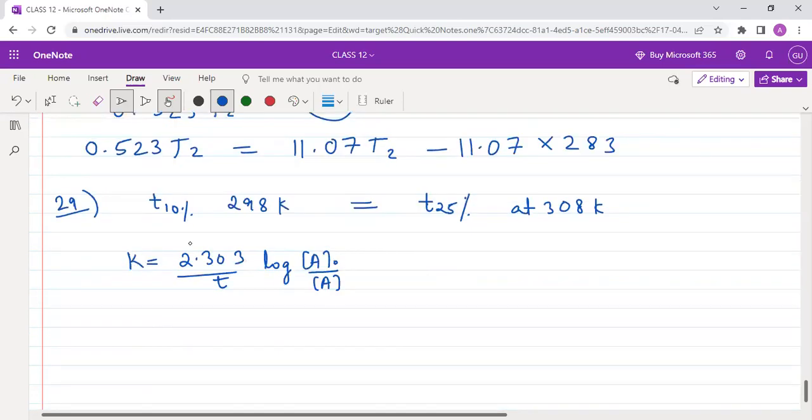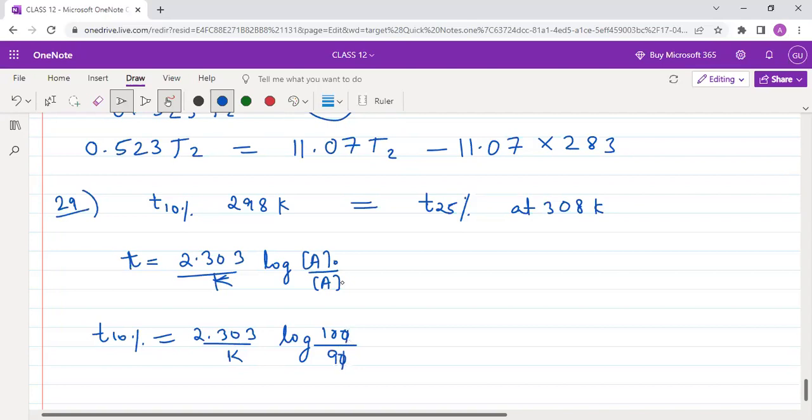Now, you have to calculate the time for 10%. So we can rearrange the formula. Here we'll get t, and this side will get k. So t for 10% we are calculating first. It will be 2.303 by k log, if the initial concentration is 100 and the reaction has been completed only 10%, then 90 remains, so 100 by 90.